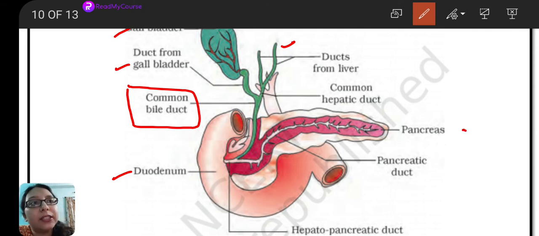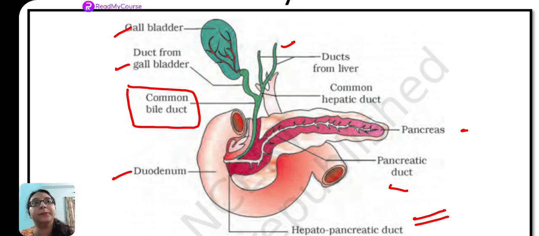Okay, the pancreas. This pancreas has a pancreatic duct, right? Now, when this pancreatic duct joins with the hepatic duct, what we get is the hepatopancreatic duct. So it is branching, like the branches of a tree. It is a branched system of ducts. Starting from the gallbladder, we have the hepatic duct, and the duct from the gallbladder joins to form the common bile duct. Then the common bile duct joins with the pancreatic duct, and they form the hepatopancreatic duct, which ultimately opens into the duodenum, the first part of the small intestine, right?